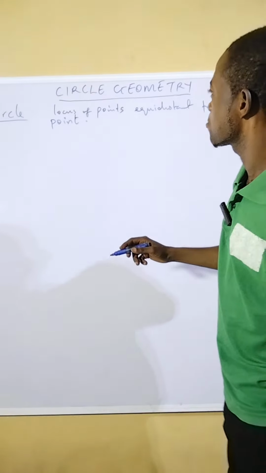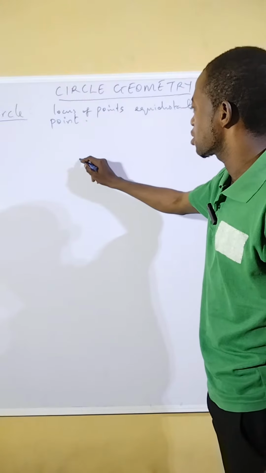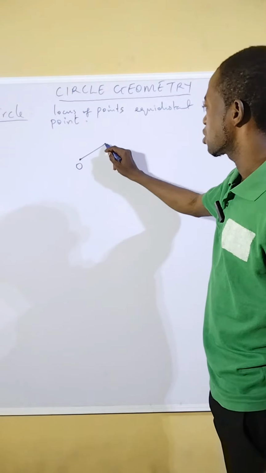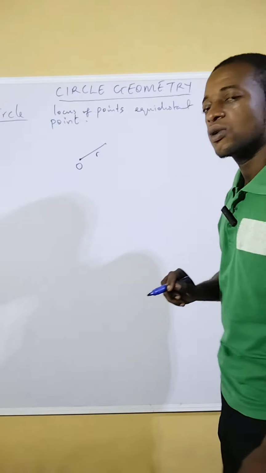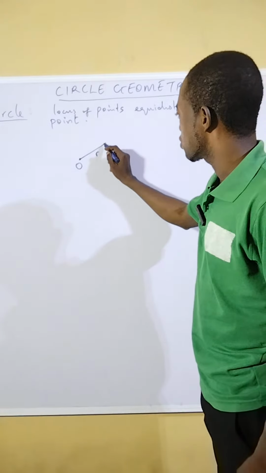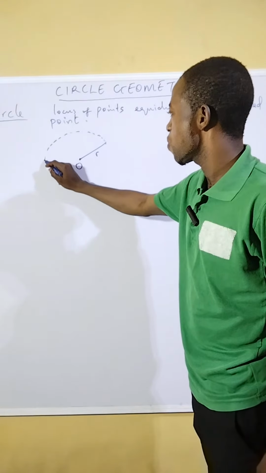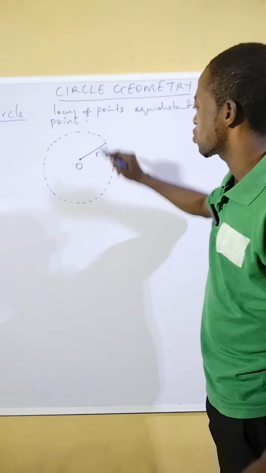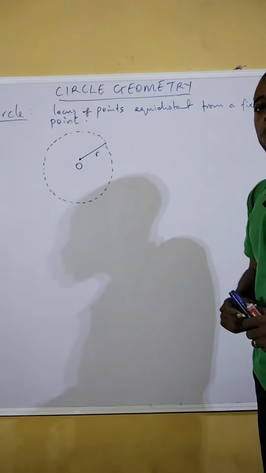That is, we have a fixed point. Let's call this O. And we have a distance. This distance is called R. So this locus equidistant from this fixed point O, this locus of points, is what is referred to as a circle. So this is the definition of a circle.